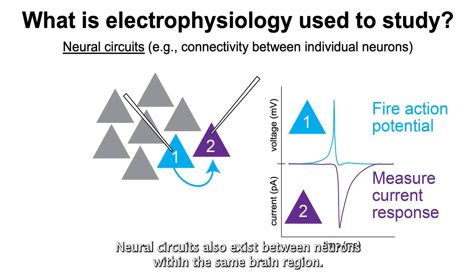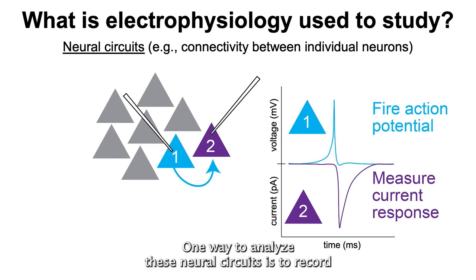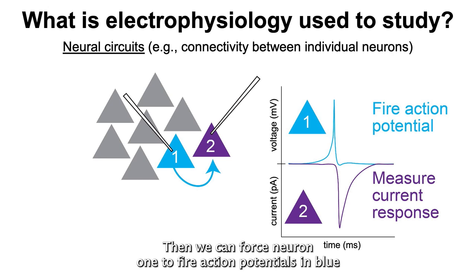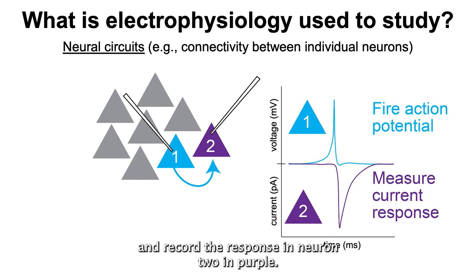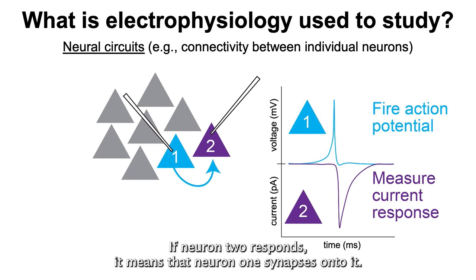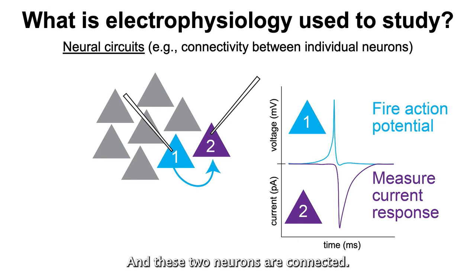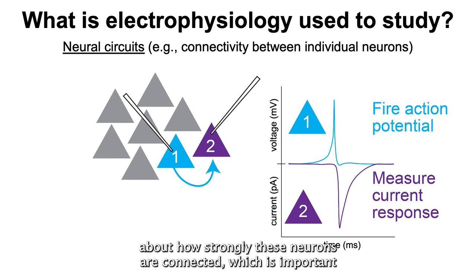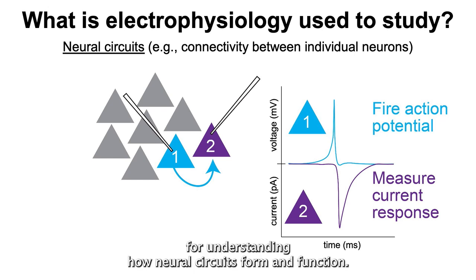Neural circuits also exist between neurons within the same brain region. One way to analyze these neural circuits is to record from two neighboring neurons at the same time. Then we can force neuron 1 to fire action potentials, in blue, and record the response in neuron 2, in purple. If neuron 2 responds, it means that neuron 1 synapses onto it and these two neurons are connected. Using this technique, we can gain a lot of information about how strongly these neurons are connected, which is important for understanding how neural circuits form and function.